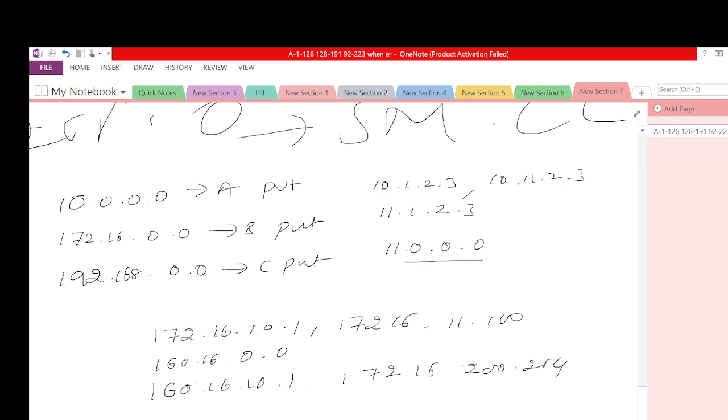Sir, here you have written the private IP network ID and the public one the same. Yes, both are the same. Whether it is private or public, the network ID is the same, because the network ID is for the class, not for the private and public category. So for the above one, 172.16, if you put 0.0, it is the same. Done.